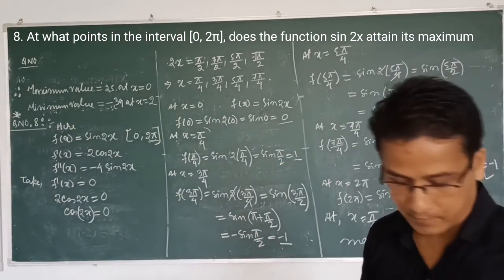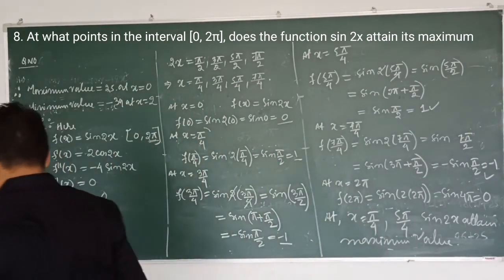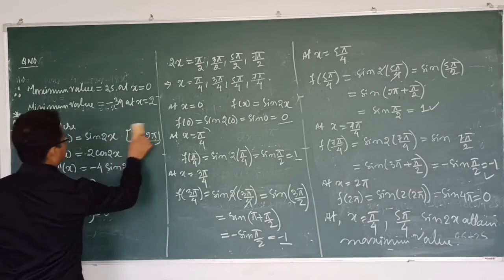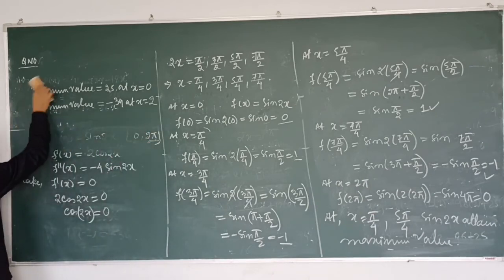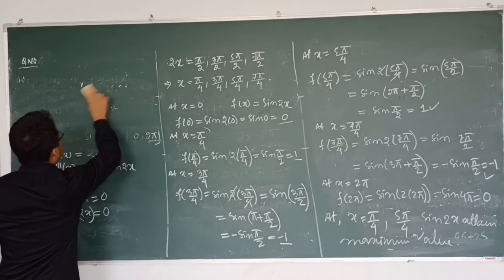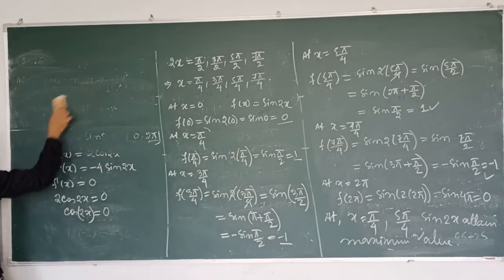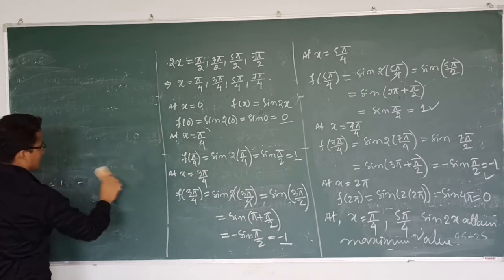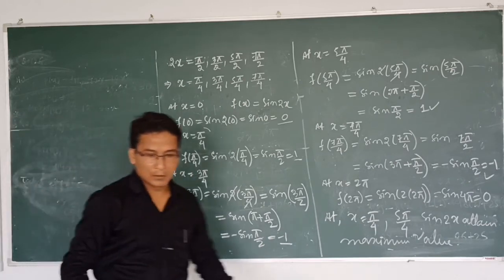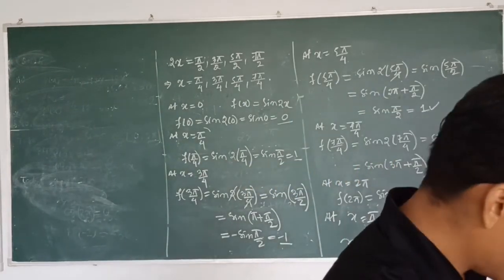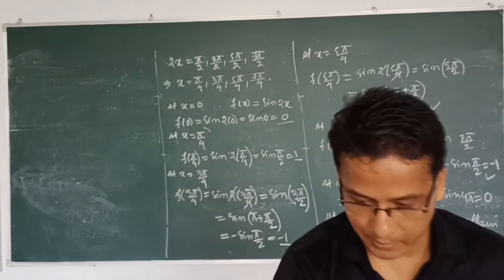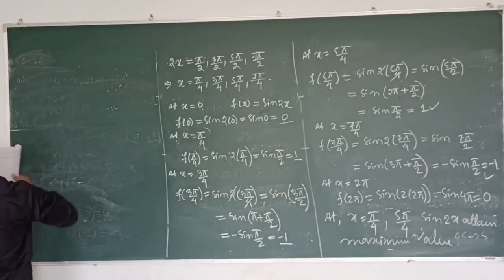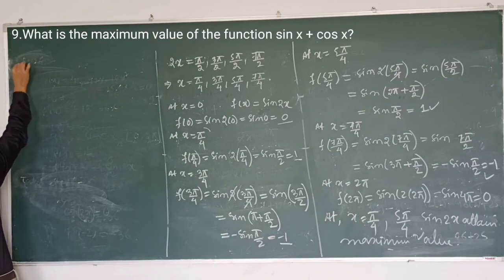Question number 9. Find the maximum value. This was question number 8, then question number 9. So see the question from the book. From the book you see the question, and the page number is 232. Let's see question number 9. This is question number 9.